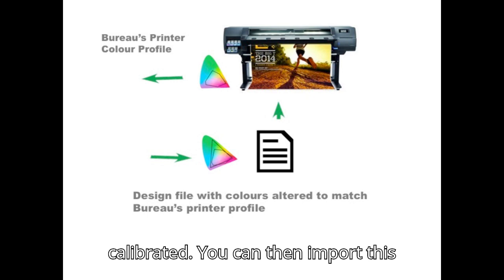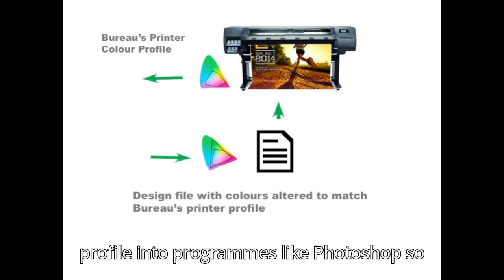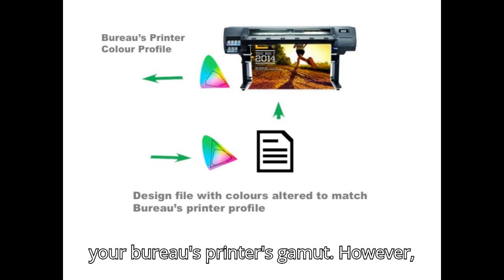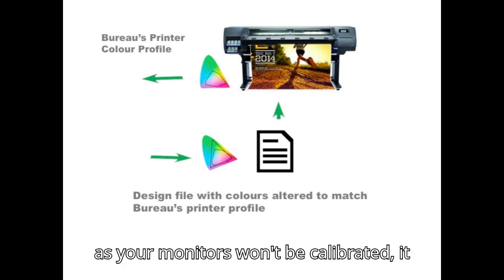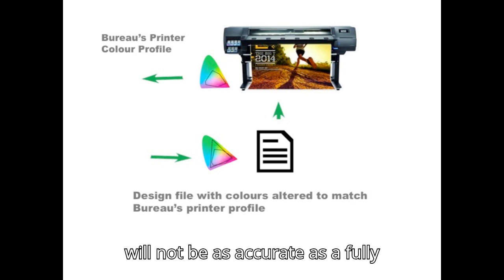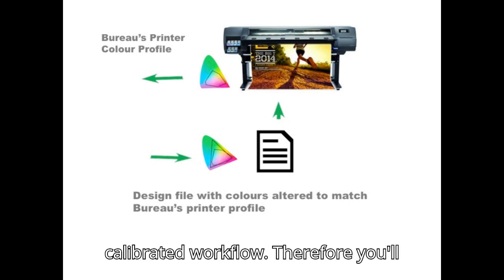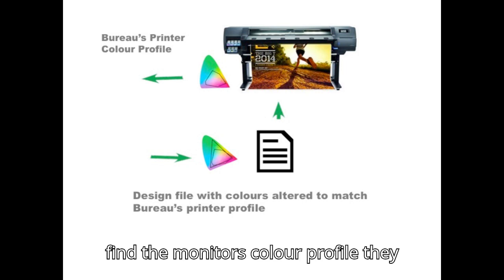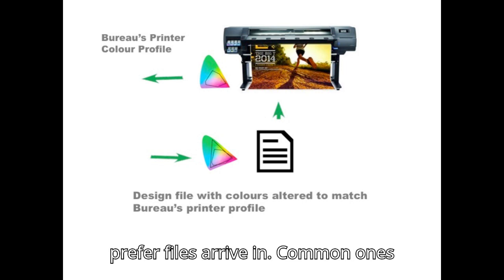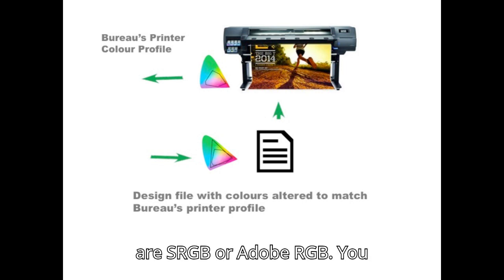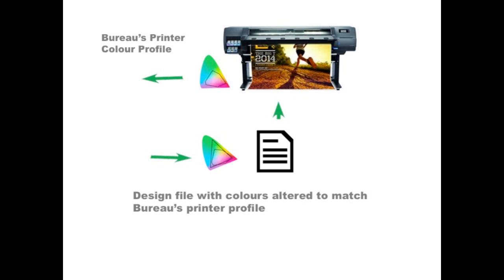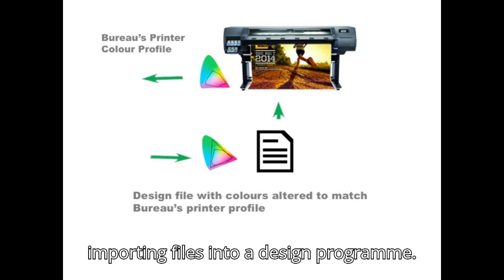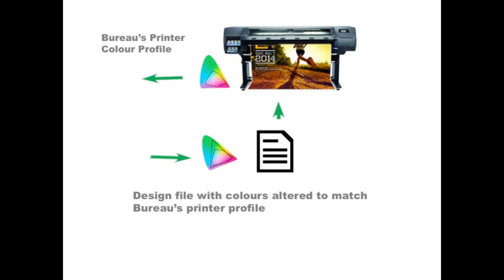You can then import this profile into programs like Photoshop so that you can work knowing what is within your bureau's printer's gamut. However, as your monitors won't be calibrated, it will not be as accurate as a fully calibrated workflow. Therefore, you'll also need to check with the bureau to find the monitor's colour profile they prefer files arrive in. Common ones are sRGB or Adobe RGB. You can then choose the correct RGB profile when creating a new file or when importing files into a design program.